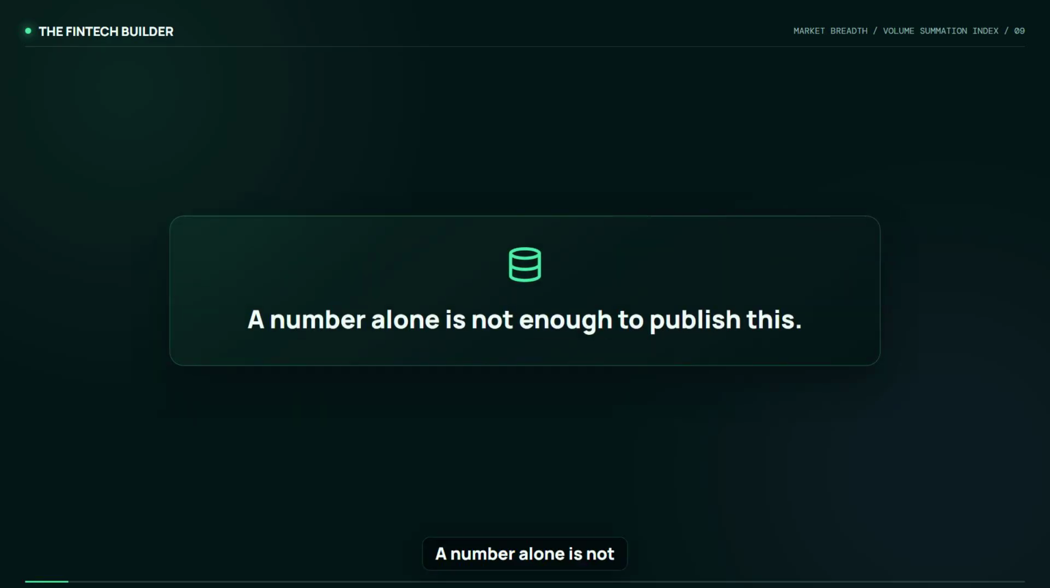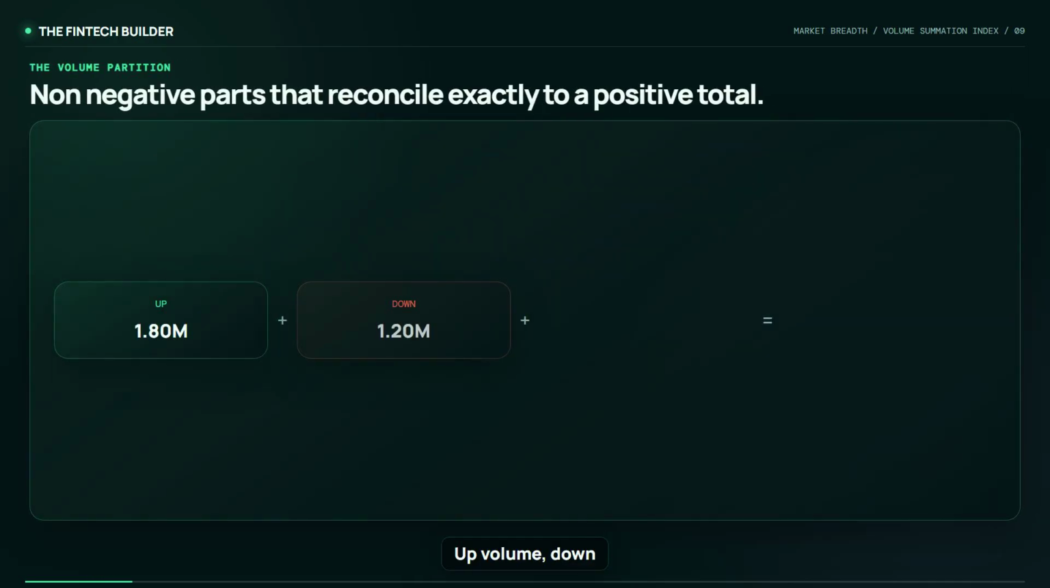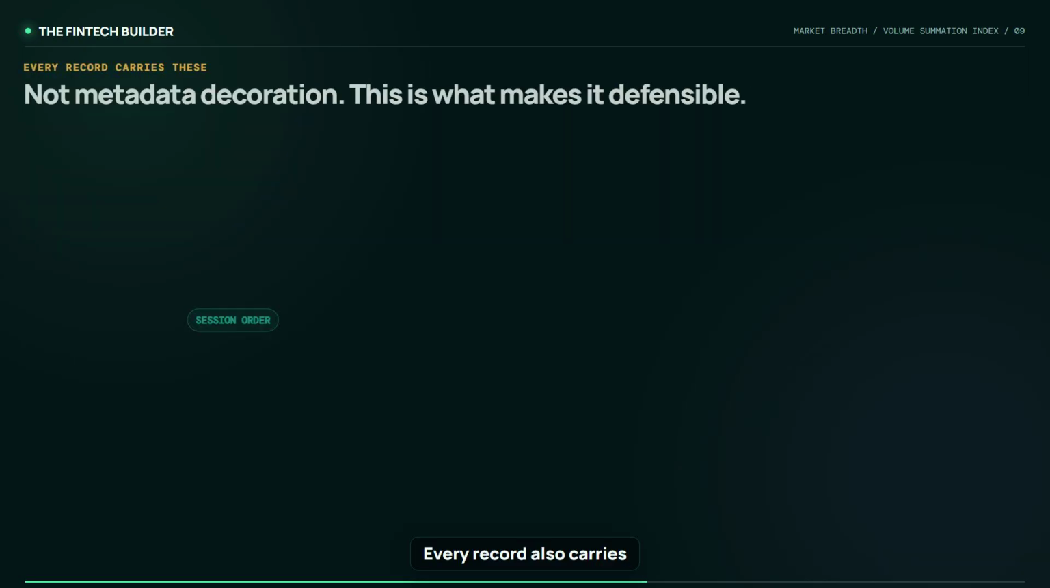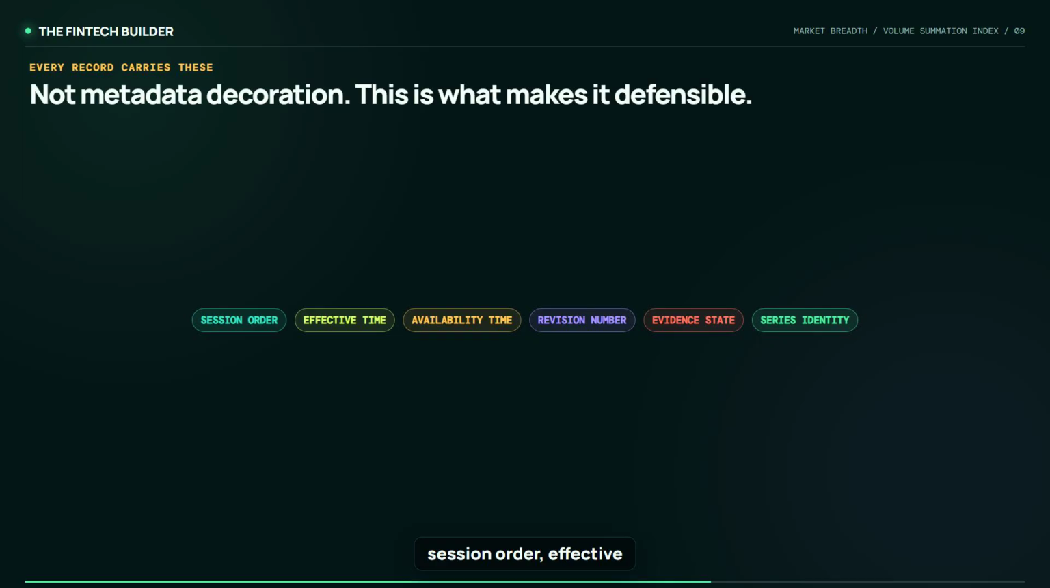A number alone is not enough to publish this. Up volume, down volume, and unchanged volume must all be non-negative, and they must reconcile exactly to a positive total volume. The volume unit and the adjustment basis must stay constant across the whole series. And if the venue, the unit, or the basis changes, that starts a new governed series rather than continuing this one. Every record also carries session order, effective time, availability time, revision number, evidence state, and series identity. Those fields are not metadata decoration. They are what makes the number defensible.